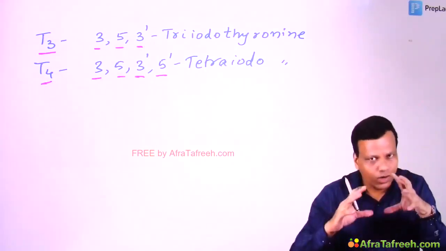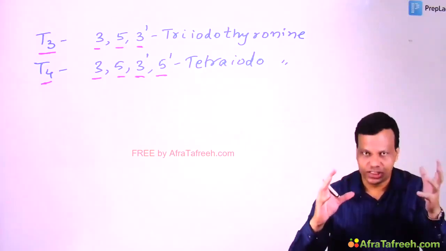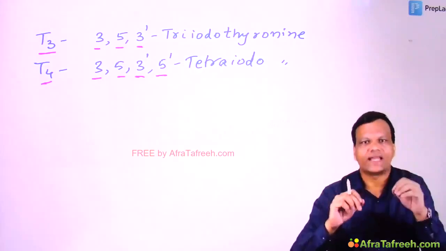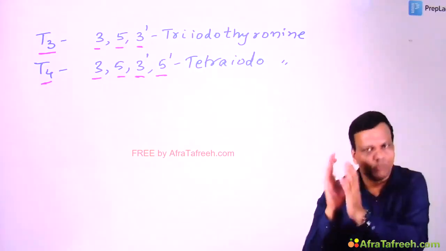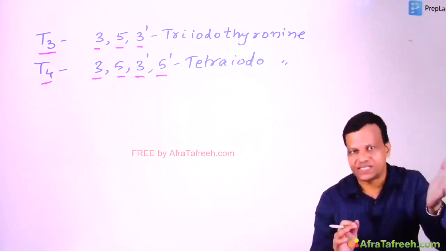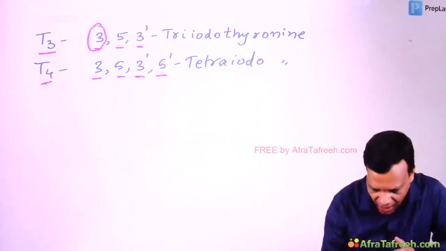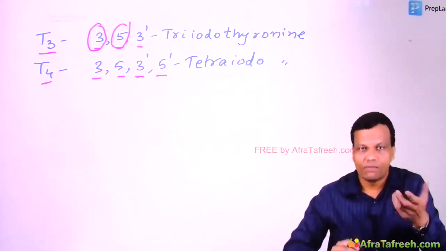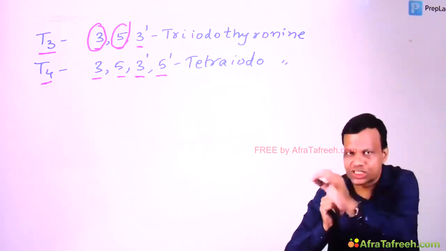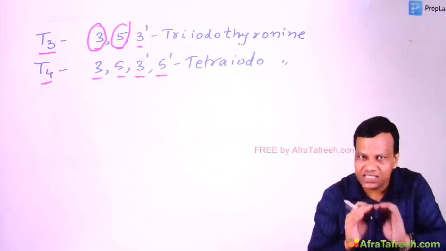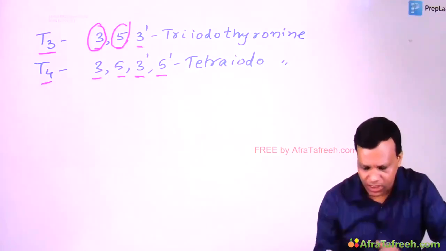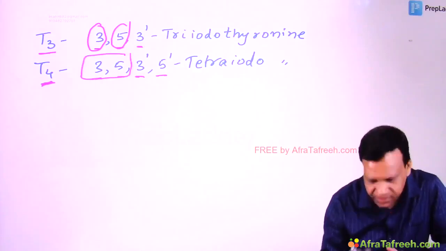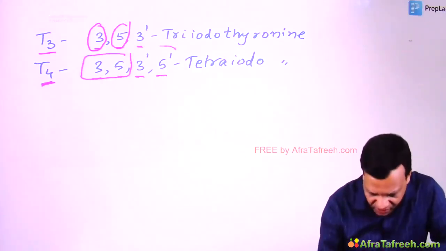Now if you want to understand the structure activity relationship, understand that if the iodine atom attaches to positions where prime is not present, that means at the 3 or 5 position, it increases the hormone activity. But when iodine attaches to prime positions, the hormone activity decreases. Okay? So if you note, in the case of T4, there are 2 activity-increasing positions and 2 places where activity is decreasing.